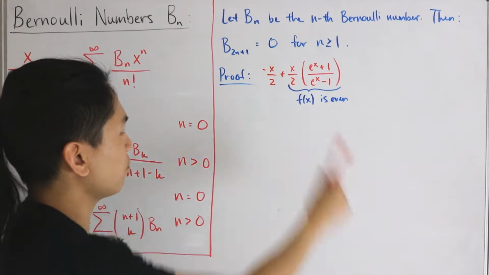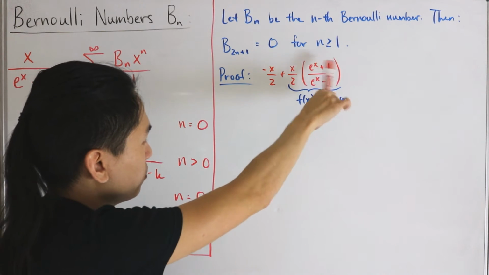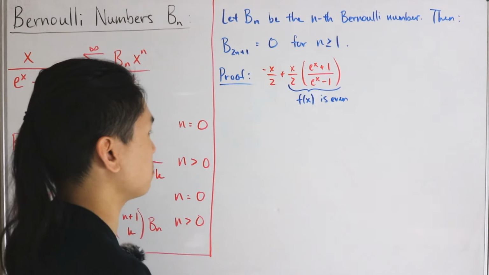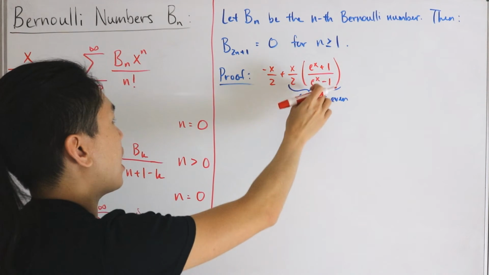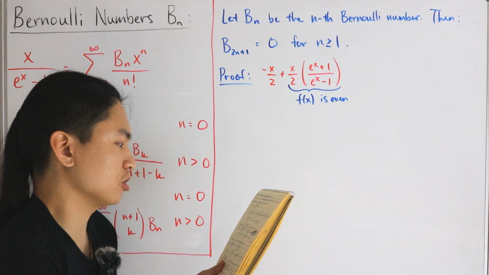Okay, and so far we have that negative x divided by 2 and then plus x divided by 2 times e to the x plus 1 and then divided by e to the x minus 1. We earlier said that f of x, which was everything in this brace, is an even function we just showed.